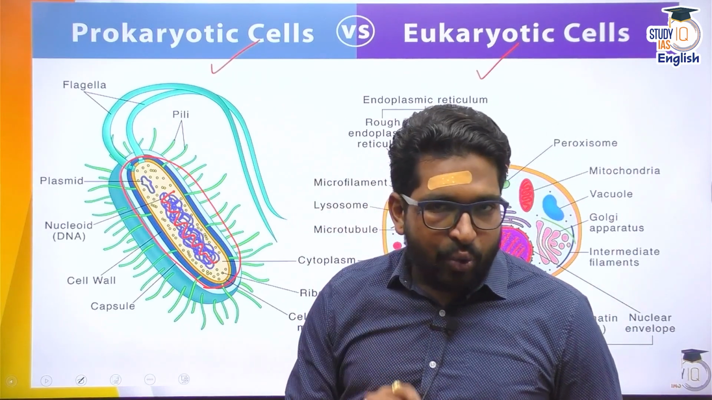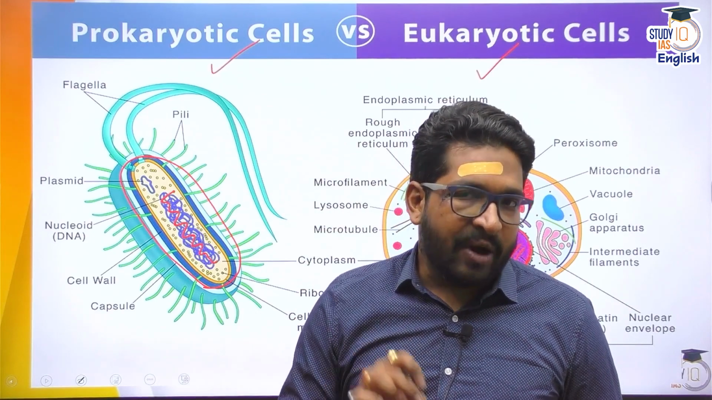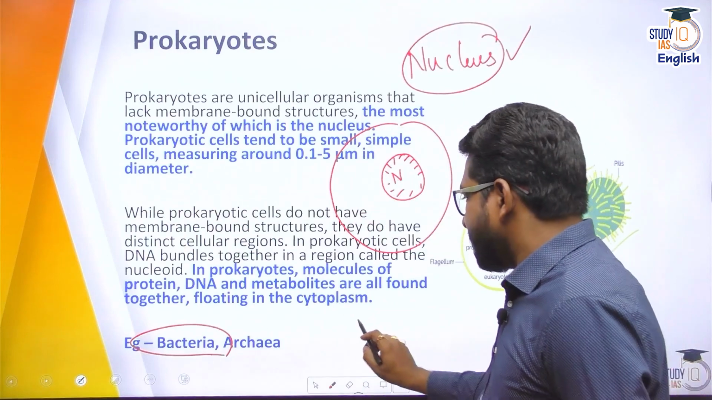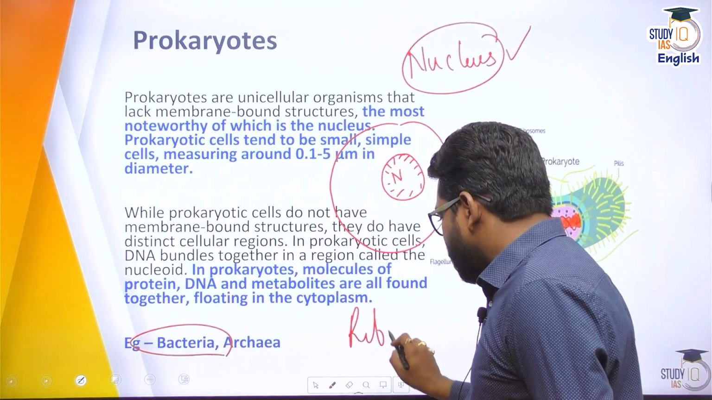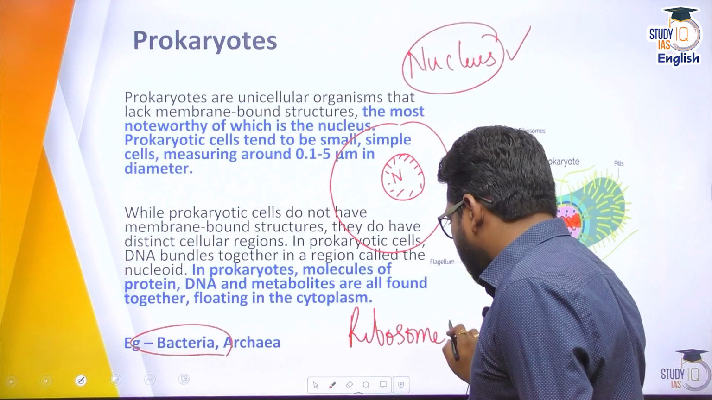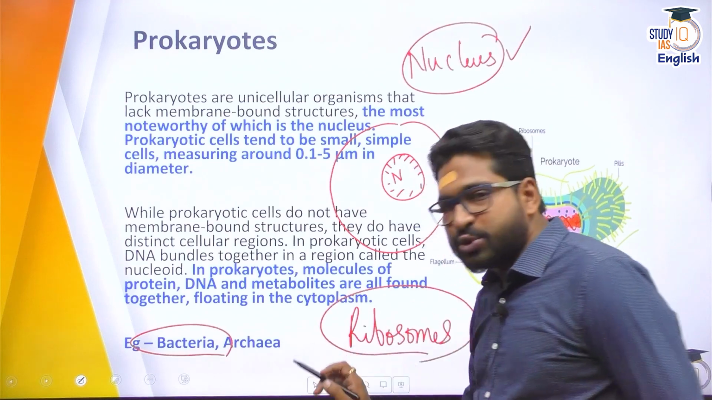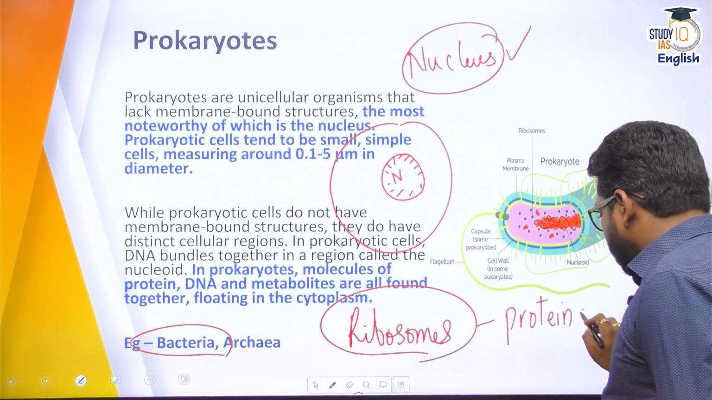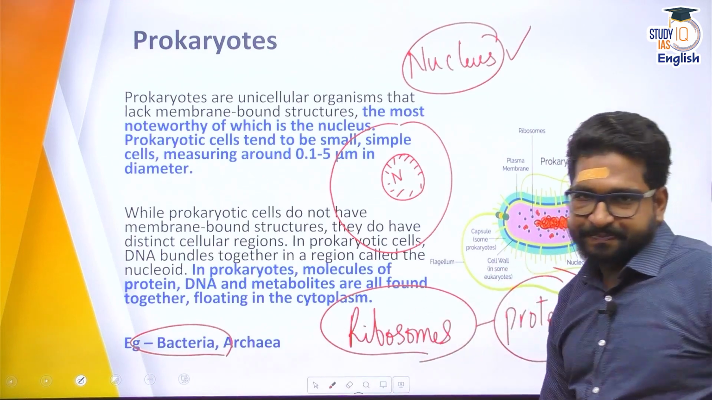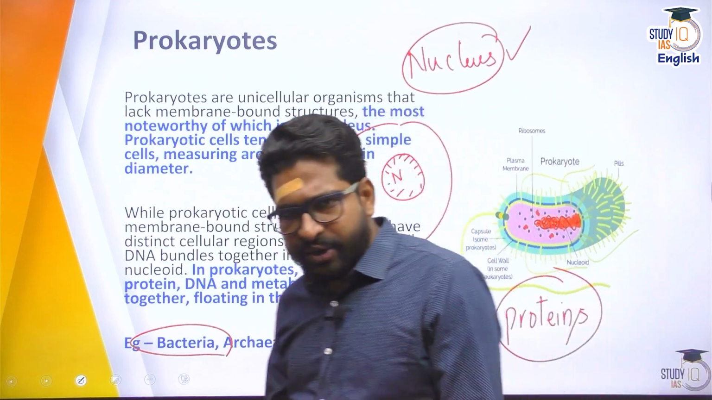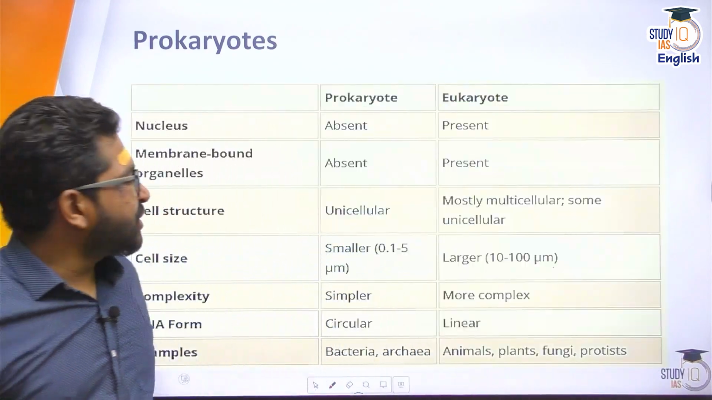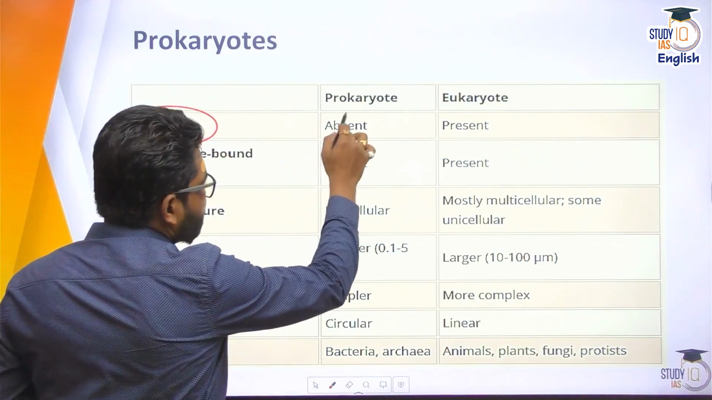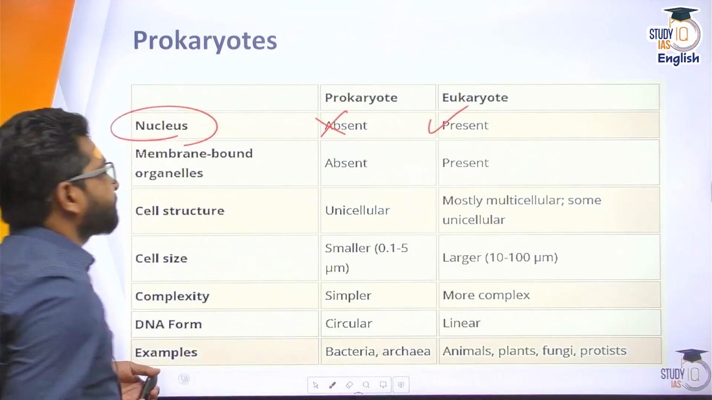That means there are no advanced cell organelles found in a prokaryotic cell. But do remember, prokaryotic cells do have ribosomes, a special kind of ribosomes. We'll talk about ribosomes in some time. They have ribosomes for protein synthesis. In prokaryotes, you do find ribosomes, but not the other cell organelles. Apart from that, these prokaryotes are generally smaller. In the prokaryote, a true nucleus is absent. In the eukaryote, it is present.